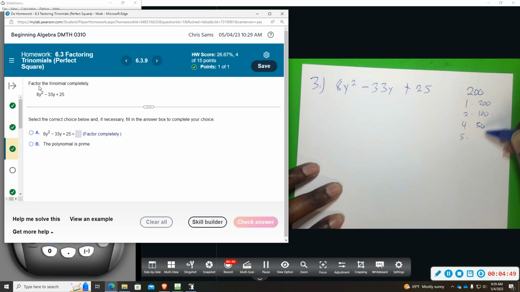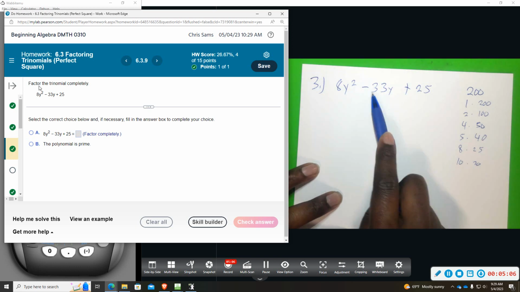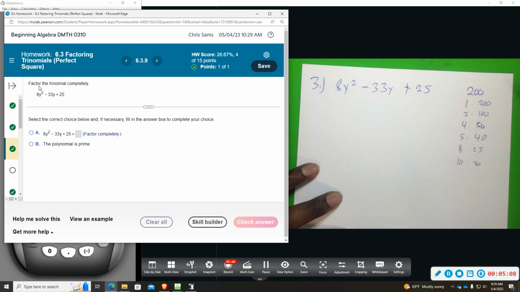Five, 40, 6, 7, 8, 25, 10, 20. Let's see if we got what we need within here. We want to add to get 33. Any of these add to 33? 8 and 25.